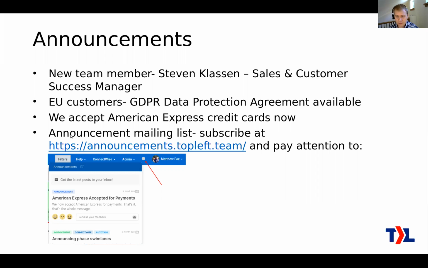Also, we have been issuing announcements. You can actually subscribe. If you go to this URL here, announcements.topleft.team, then you can subscribe. And when we have an announcement about a variety of things, the bulk of it is product updates, new things that you can do in the application. But you can see here we also announced when American Express was available, and we announced webinars and things there too. So if you want to subscribe there, you can do that. Also pay attention, this little gray dot here, it's not always gray, sometimes it's red. If it's red, that means that there's an announcement for you. So pay attention to that, because it could be something that's really relevant to you.